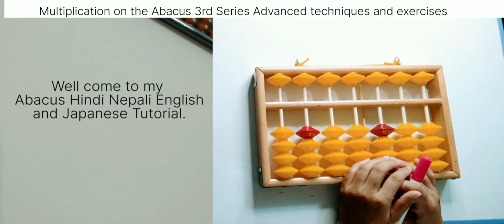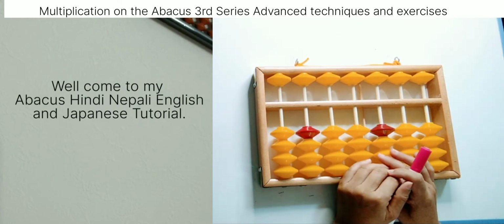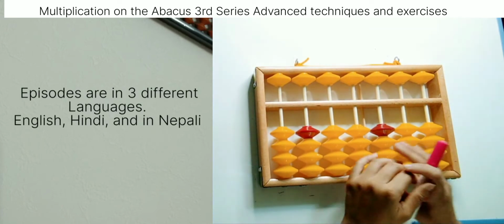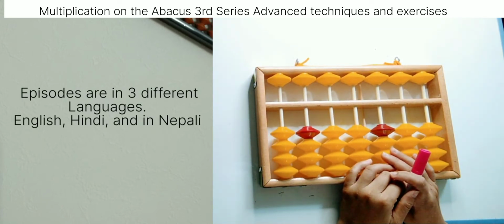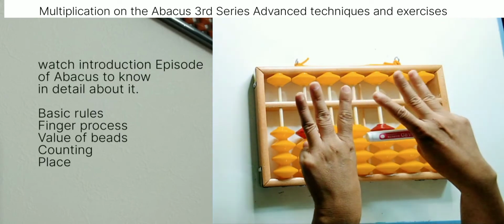Welcome to my Abacus English tutorial. We are doing multiplication on the Abacus. This is the third series of multiplication, and in this series we are doing some more advanced exercises with some more advanced techniques. Okay, so let's start. Today we are going to multiply 3 digits by 3 digits.